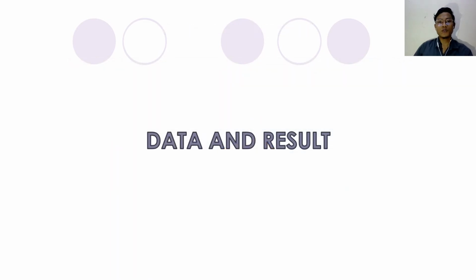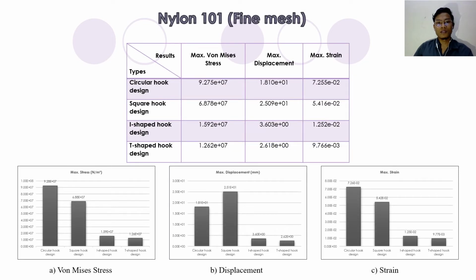Now we continue with the data and results. This is the result for nylon 101 with fine mesh. The highest von Mises stress for this material is at the circular shape hook design. It gets 9.27 times 10 to the power of 7 Newton per meter square, while the lowest von Mises stress is the T-shaped hook design, which is 1.262 times 10 to the power of 7 Newton per meter square.